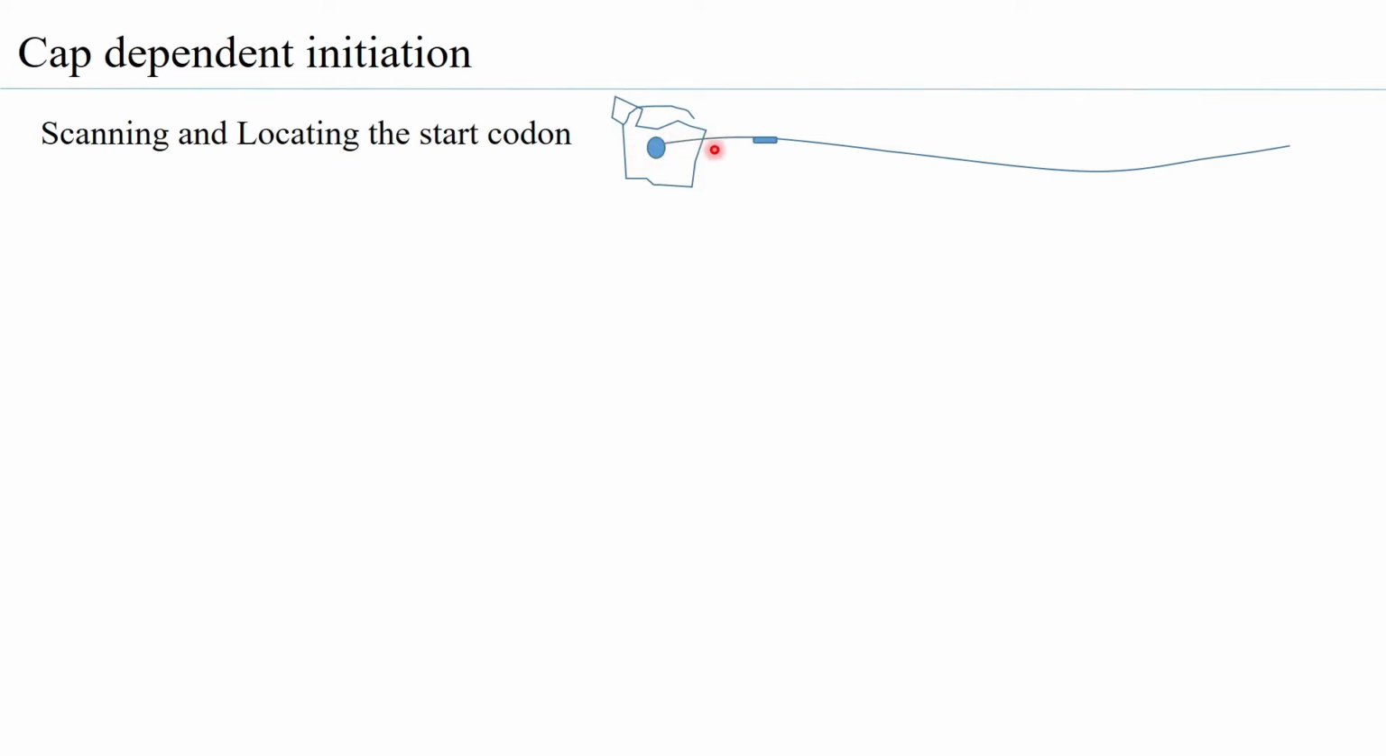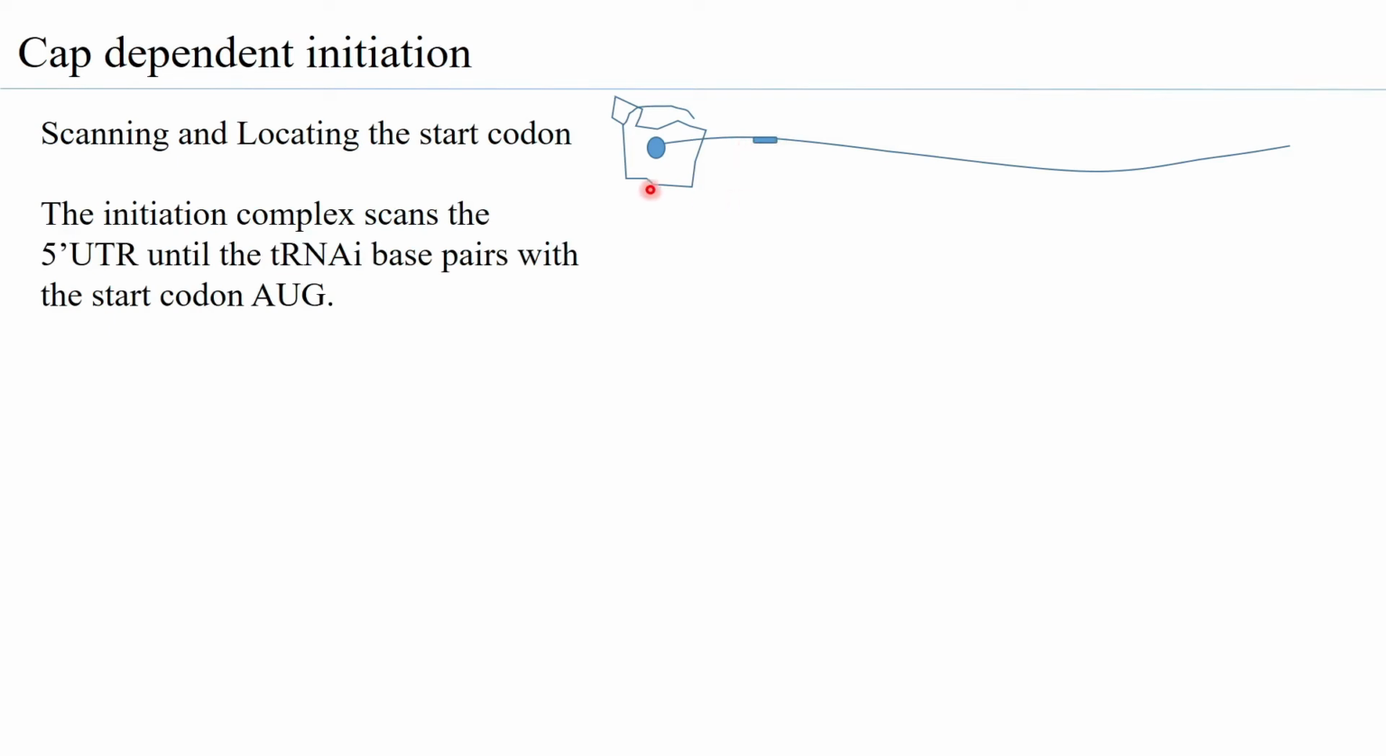This region is what is called the 5' untranslated region, and it will have to scan until it reaches the start codon, until it identifies the start codon. So invariably, the initiation complex scans the 5' UTR until the initiator tRNA base pairs with the start codon AUG. Such a model is what is called a scanning model. And there are several studies that point to the existence of this scanning model.